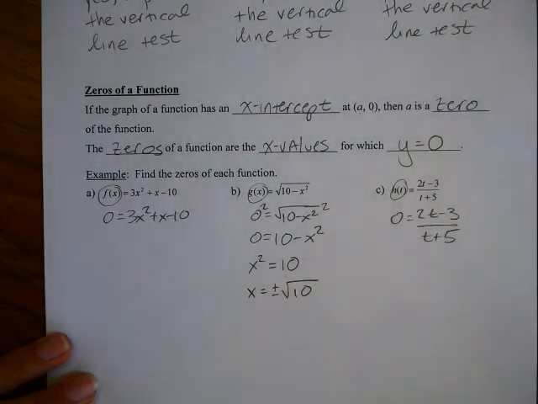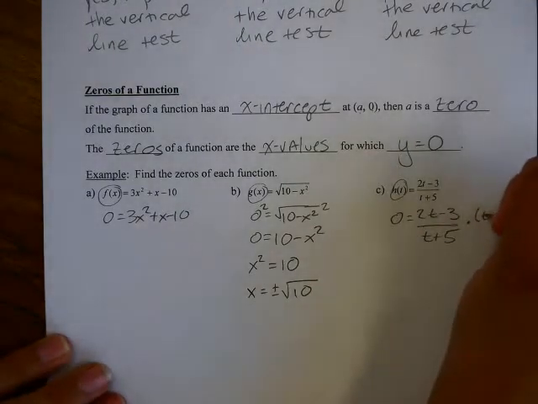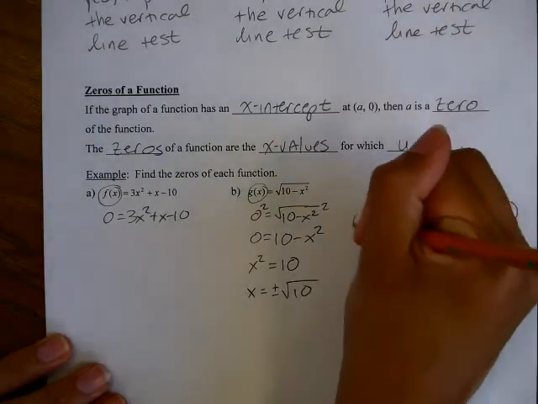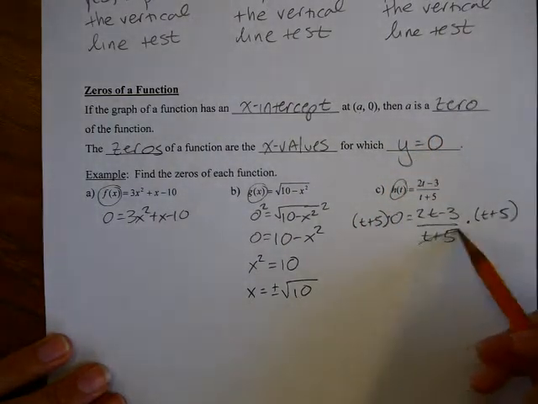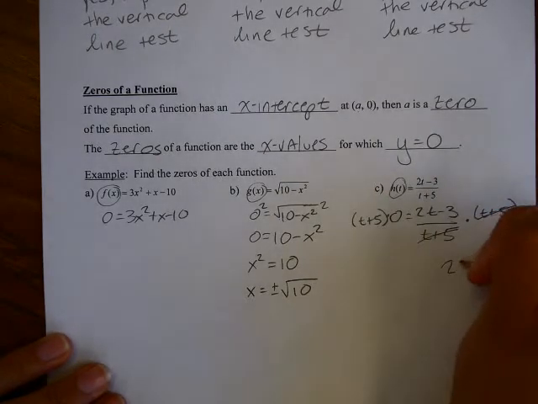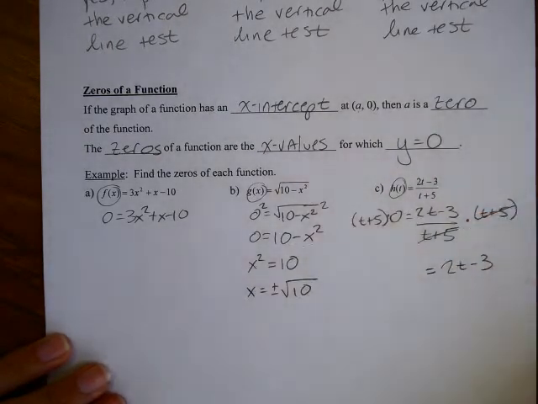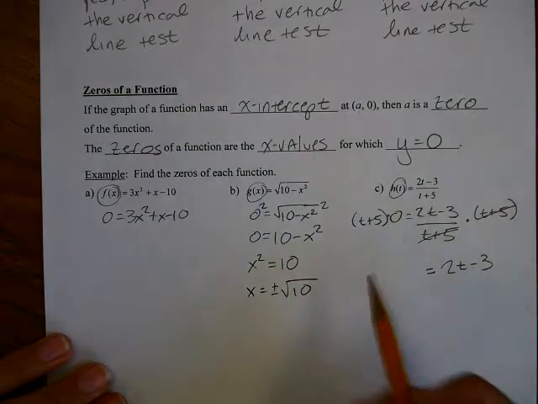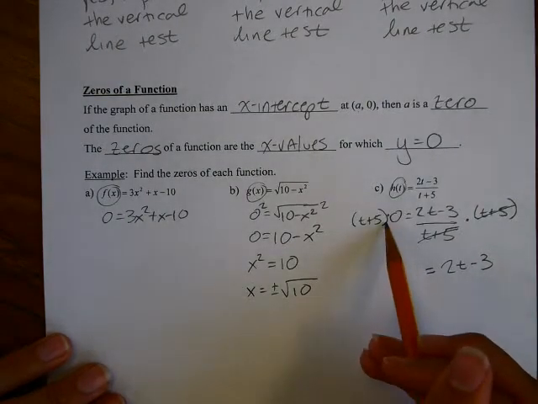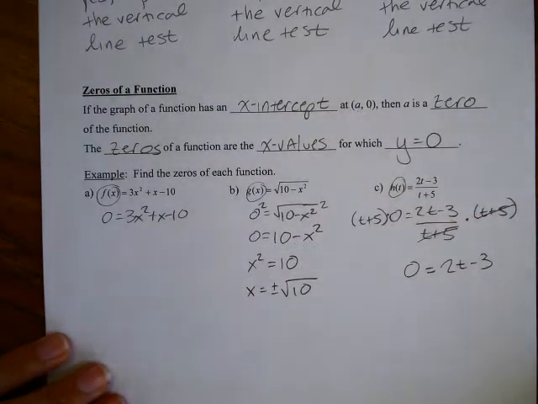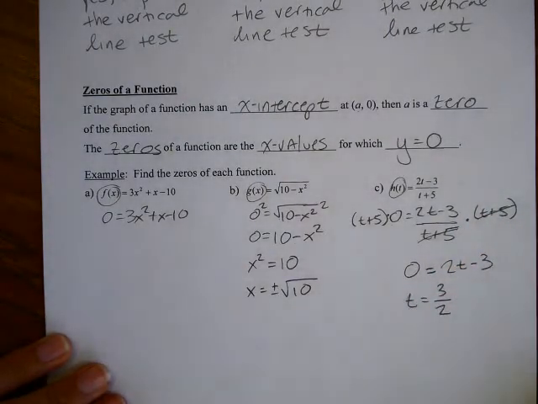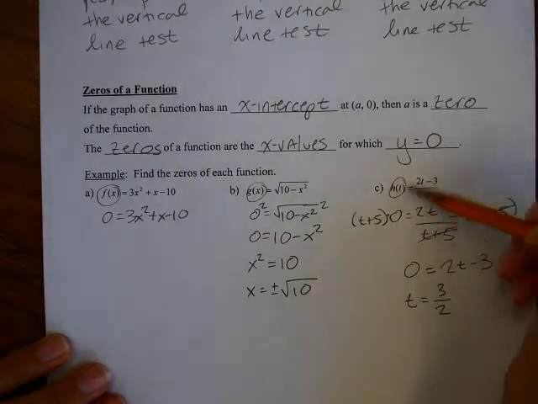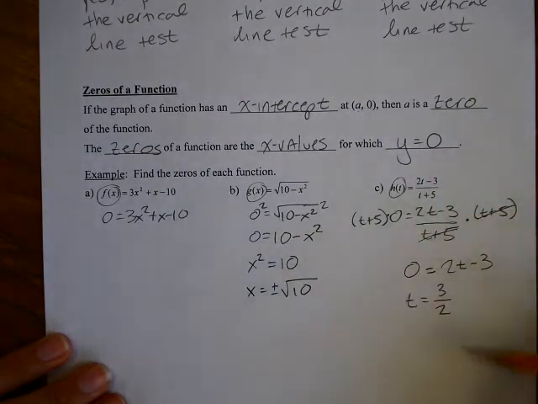When you have a fraction equal to 0, you need to get rid of that denominator. So we're going to multiply both sides by t plus 5. So on the right side, these divide out to make 1. We are left with 2t minus 3. On the left side, careful here, 0 times anything is just 0. So we solve this and we get 3 halves. So this function has one zero at 3 over 2.